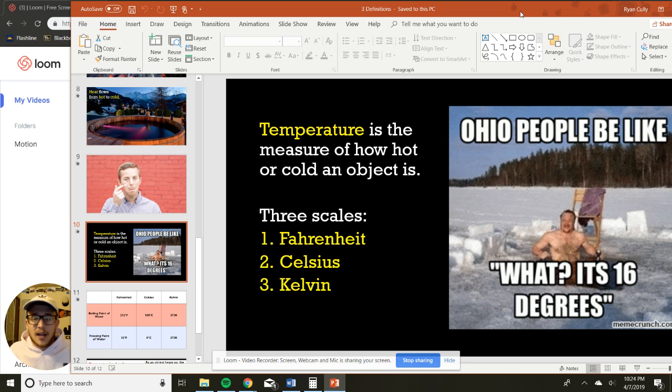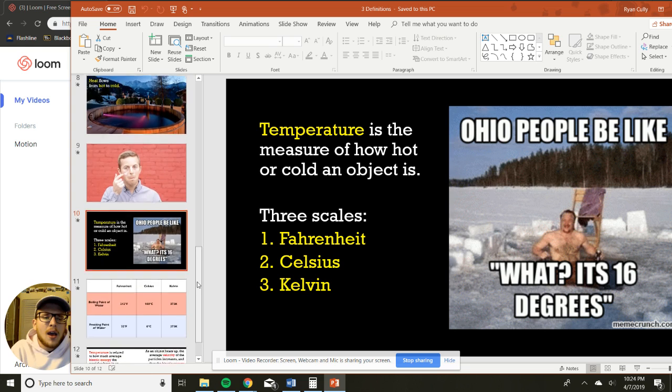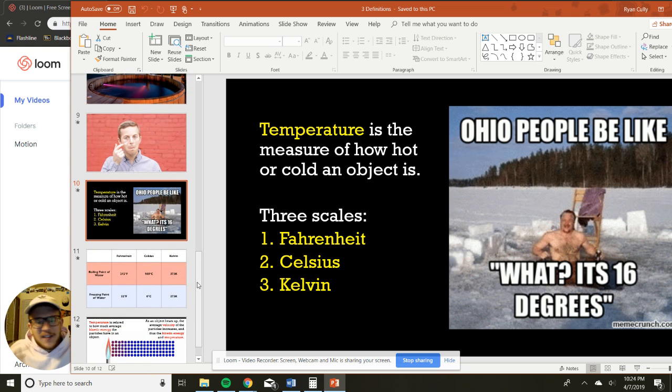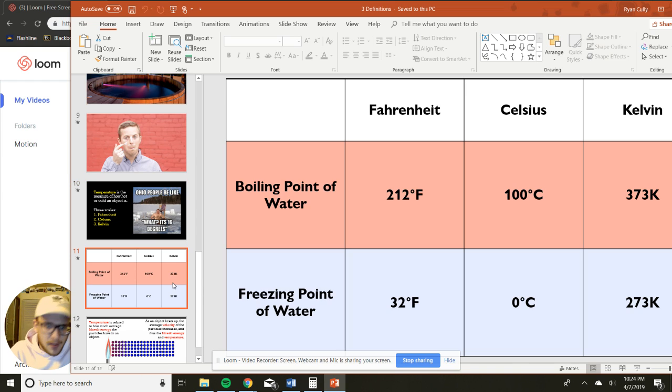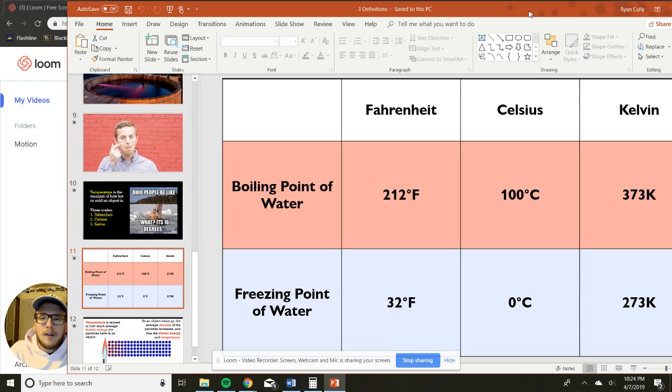Why? Because of a reason that you have to get into quantum mechanics and a bunch of nerdy stuff. But really, we've come so close, like a billionth of a degree Kelvin of absolute zero, but we can't reach it. It just doesn't happen. There's always some sort of energy, okay? But Kelvin is a scale where that baseline, that 0 degrees, is absolute zero. And we use that in really nerdy sciences like physics and chemistry. But really what I want you to understand is the Fahrenheit and Celsius.